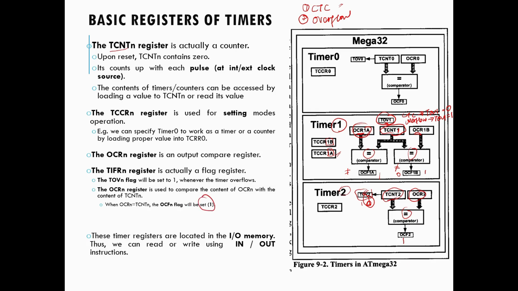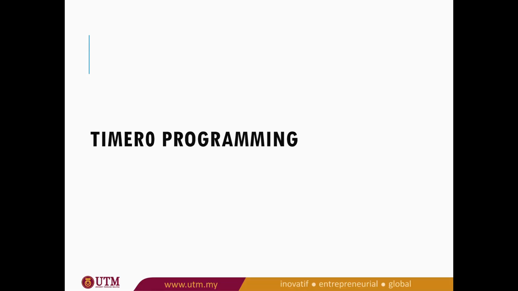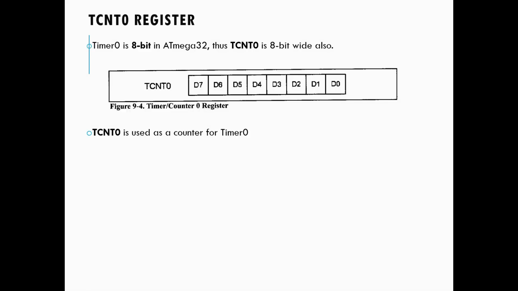Alright, so basically that's it. However, you need to know that timer 0 and timer 2 are 8-bit. This one is the earlier 8-bit, and this is 16-bit. Okay, moving forward, timer 0 programming.